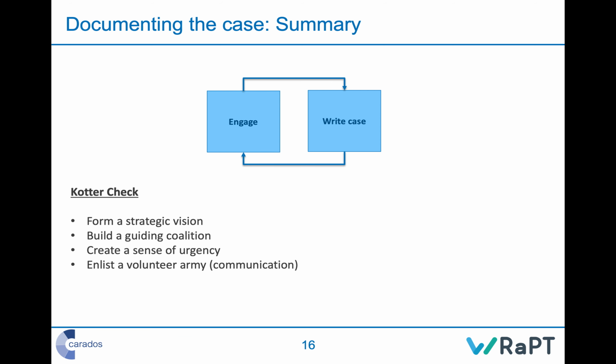You need to form a strategic vision, looking back to Kotter. This allows you to build a guiding coalition of important people to engage in the process. We need to create a sense of urgency in this stuff, which is why it's important to set out what will happen if we don't do things. And there's also a chance here to enlist a volunteer army through this process, through communicating with people and getting people engaged in this process. We can help people to enlist a volunteer army to deliver this work. So it's worth checking against Kotter as we go through, and making sure that we are doing all the things we need to do to make sure we're delivering on our change.